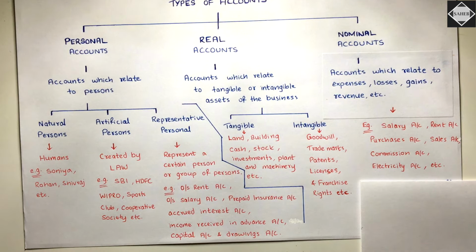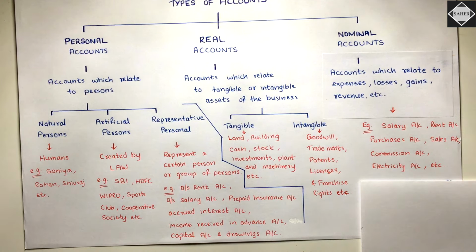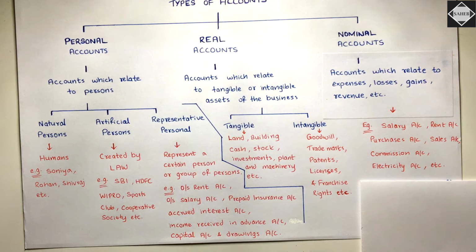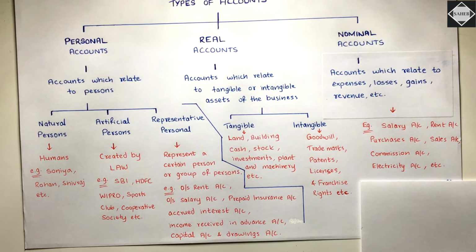Is that clear? So these expenses and incomes are temporary in nature in accounting. At the end of the year, you finish off all the expense and income accounts. It's temporary in nature, so that's why this word has come, nominal. Nominal means kind of like temporary. Is that clear? Okay, so you understood the nominal accounts. Now what is the rule of nominal accounts?